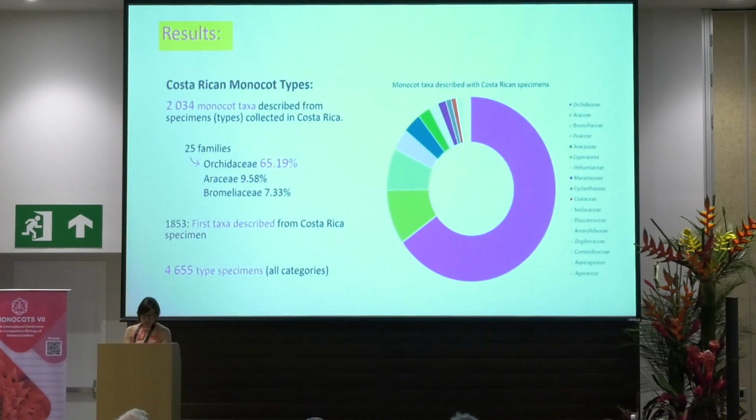According to the sources consulted, at least 2,034 monocot taxa have been described from type material collected in Costa Rica since the mid-19th century. Orchids registered the largest number of taxa, followed by aroids and bromeliads, and at least 4,665 type specimens from all categories were used and exist in the collections and herbariums around the world.